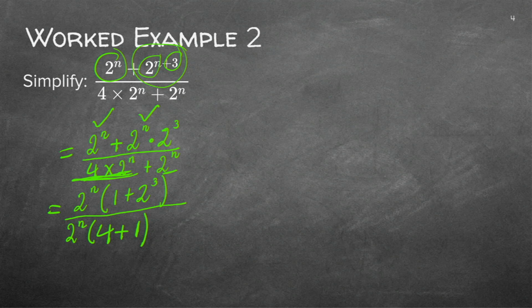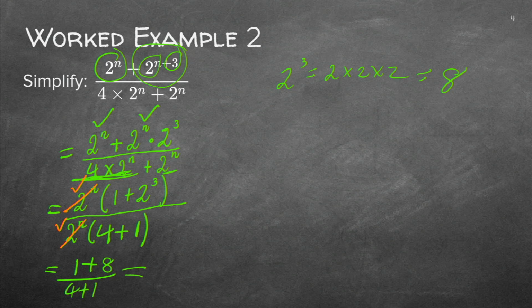And then you check for common factors. 2 to the power of n is a common factor and 2 to the power of n there, so you cancel them out. And then you are left with 1 plus, what is 2 to the power of 3? 2 to the power of 3 is 2 times 2 times 2, which will give you 8. So you have 8 divided by 4 plus 1, and the answer for this is going to be 9 over 5, because 1 plus 8 is 9 and 4 plus 1 is 5.